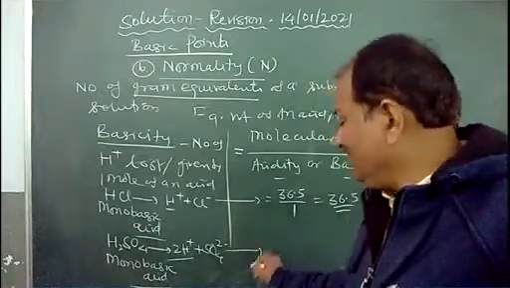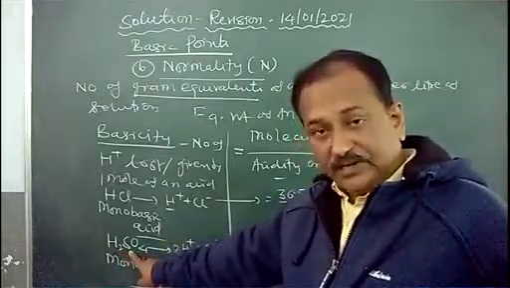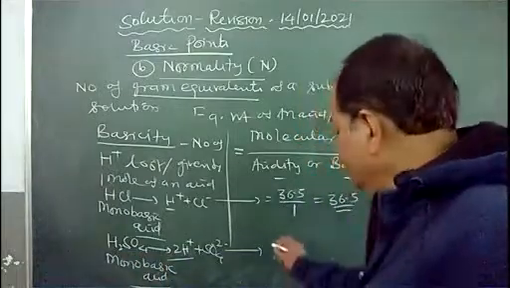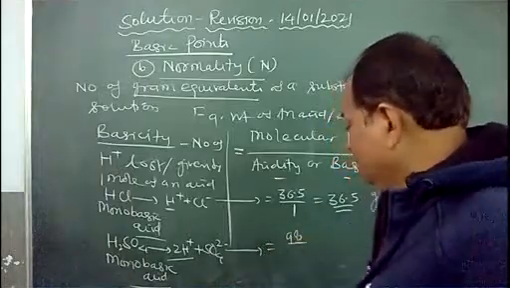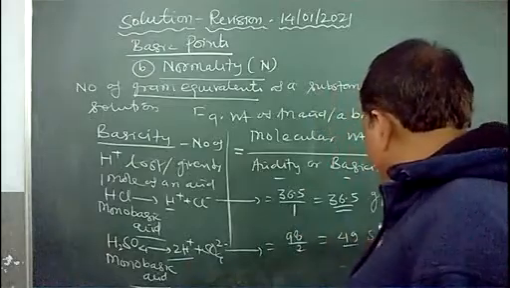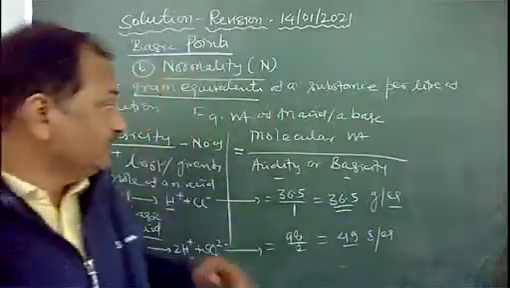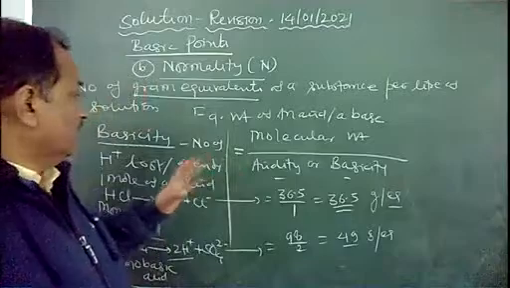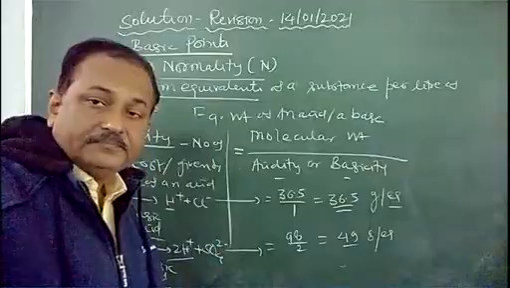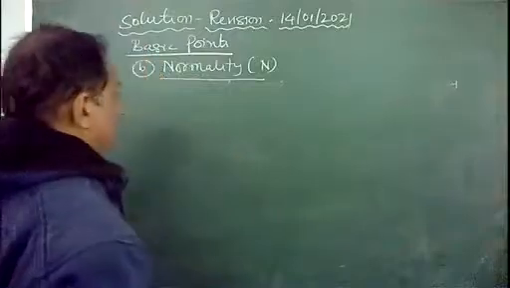Here in the case of sulfuric acid, hydrogen 2, sulfur 32, plus oxygen 64, so it will be 98. So 98 will be the molecular mass, and here it is 2. So 98 by 2 comes out to be 49 gram per equivalent. This is the very important part, how we find out normality. Now children, I am going to tell some more about normality.